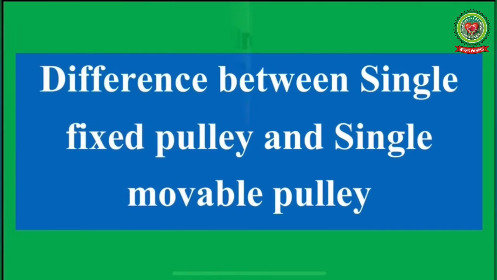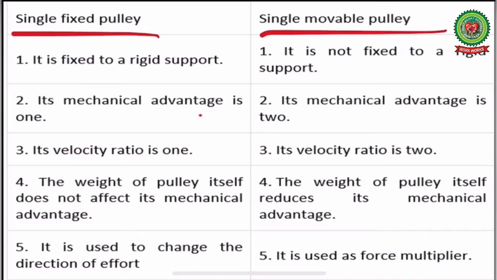Next is the difference between single fixed pulley and single movable pulley. The first difference is that a single fixed pulley is fixed to a rigid support and a single movable pulley is not fixed to any rigid support. Difference number 2: for a single fixed pulley, its mechanical advantage is equal to 1, which is its ideal mechanical advantage. For a single movable pulley, its mechanical advantage is equal to 2.